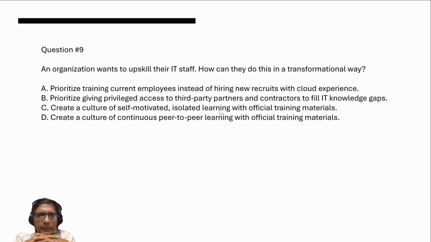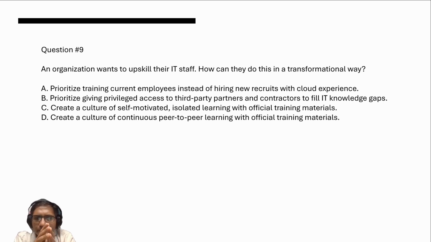Right. So question 9, your organization wants to upskill the IT staff. How can they do this in a transformational way? Option A, prioritize training current employees instead of hiring new recruits with cloud expertise. Option B, prioritize giving privileged access to third-party partners and contractors to fill the IT knowledge gaps. Option C, create a culture of self-motivated, isolated learning with official training material. Option D, create a culture of continuous peer-to-peer learning with official training material.